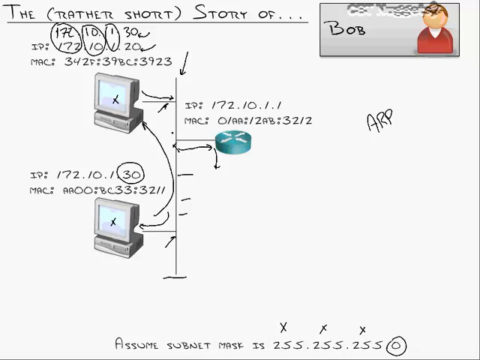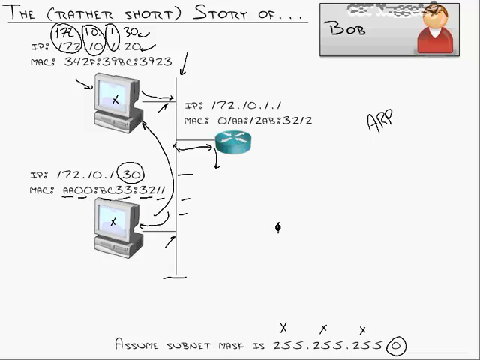It's going to send a message directly back up and say, hi, I'm 172.10.1.30, and my MAC address is AA00BC333211. Great. The host up there receives that and says, now I've got the missing link, the missing layer 2 address, data link layer address, that I can fill in the packet. So it puts it in the packet.